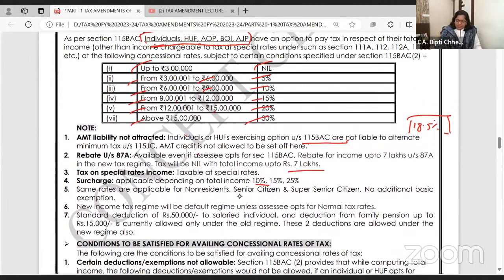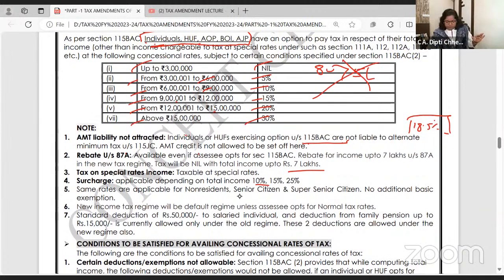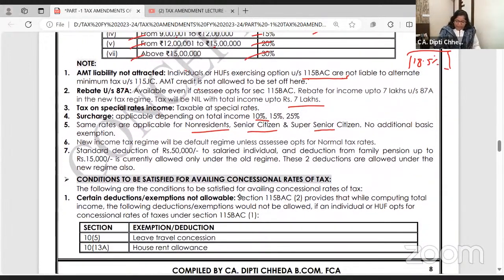When you go for 115BAC, ma'am, 80 years and above 5 lakh ka basic exemption, no. Whether you are senior citizen, super senior citizen, non-resident, 115BAC for everyone, the slab rates are same. Even if you are 82 years, if you are filing the return under 115BAC default tax regime, basic exemption will be 3 lakh. Okay. New income tax regime will be default regime unless the assessee opts for normal. And deductions will be allowed.